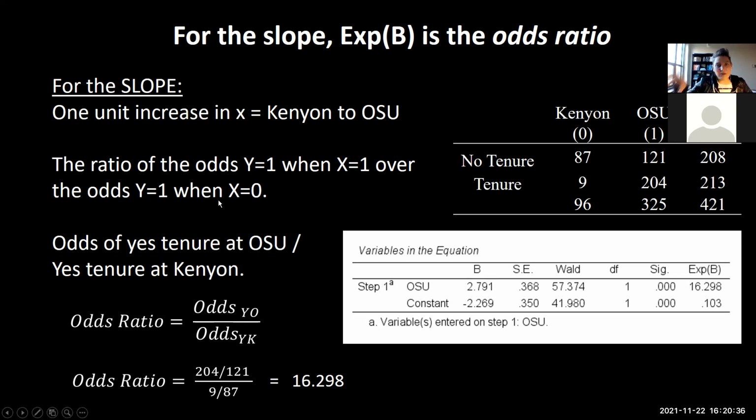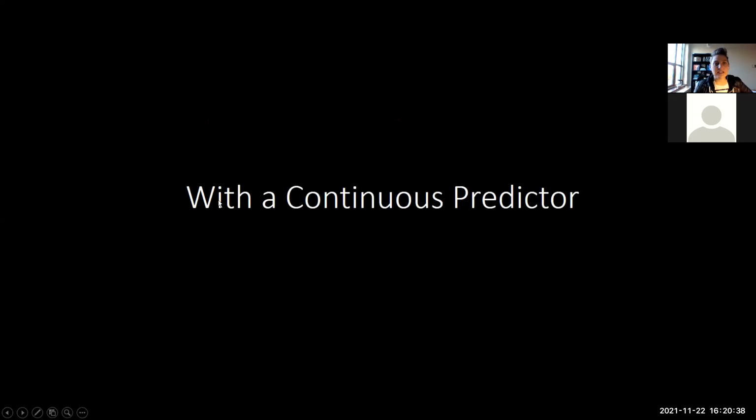So the same concept applies when we look at continuous predictors, only I find that sometimes continuous predictors are much easier to understand and sometimes they're more confusing. So you all can vote at the end which one you think was a little bit more confusing than the other.